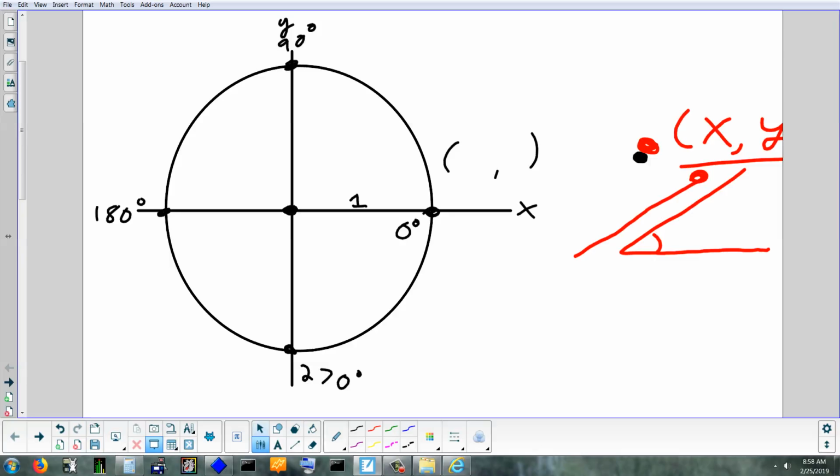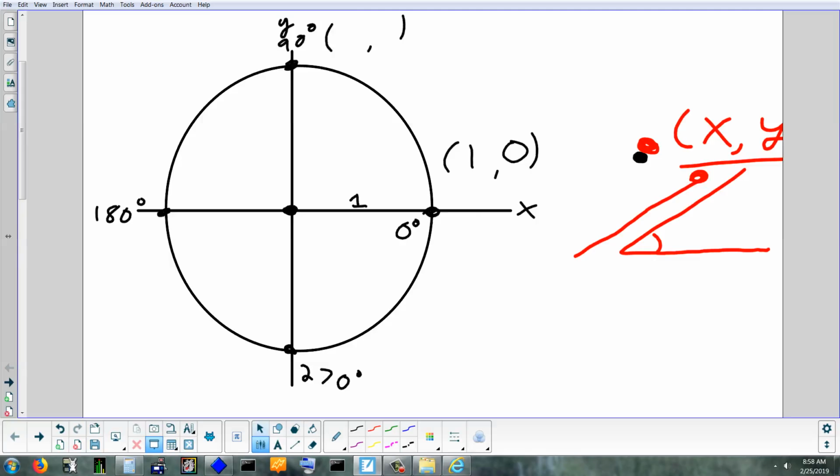1, 0. Yeah, 1, 0. So that's the coordinate for 0 degrees, and that's always the coordinate. That never changes. Let's do 90. So for 90, that's where you start at the origin and you move one unit up. Anyone think they know what the coordinate for 90 degrees would be?